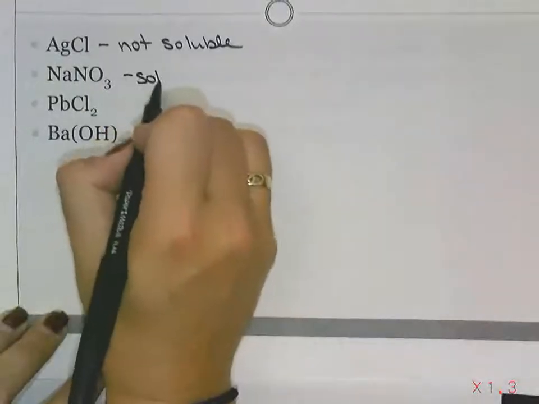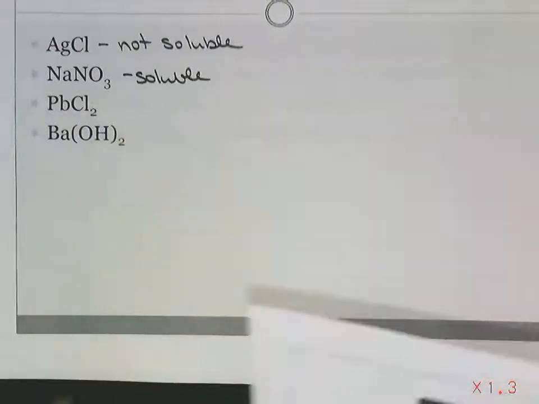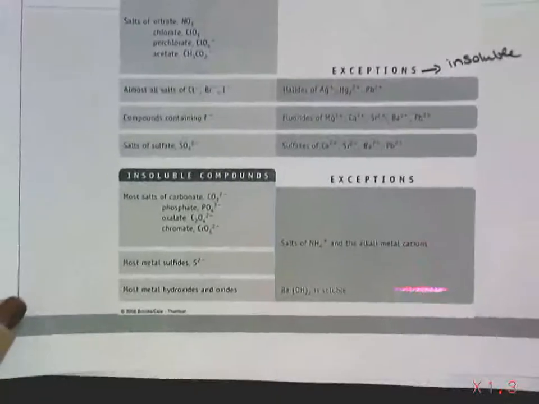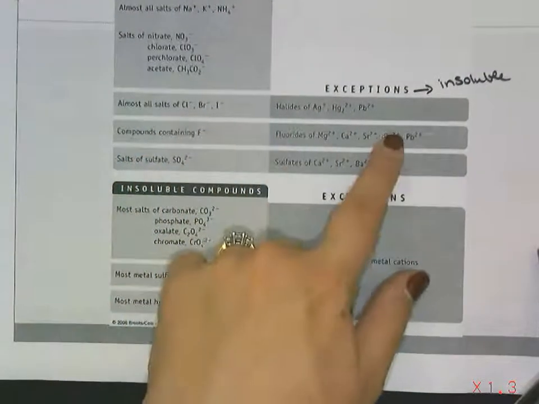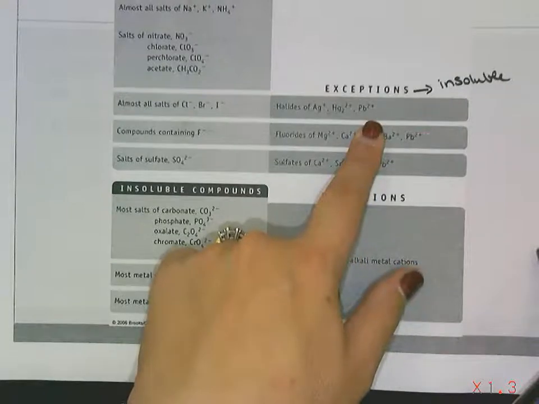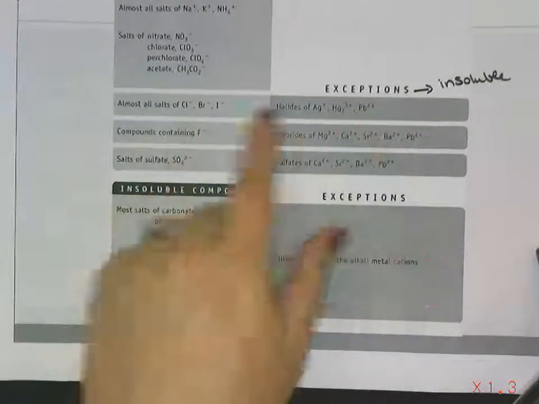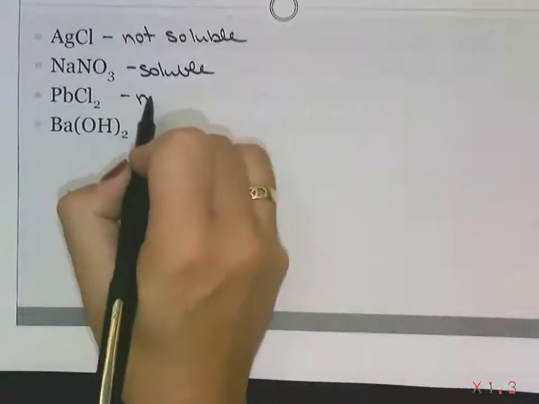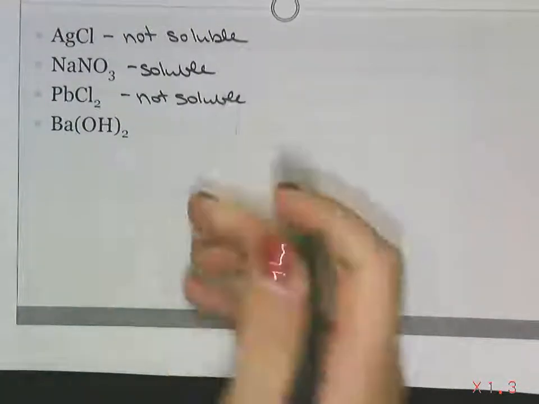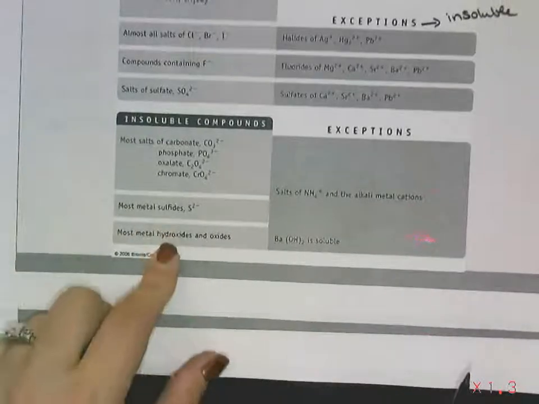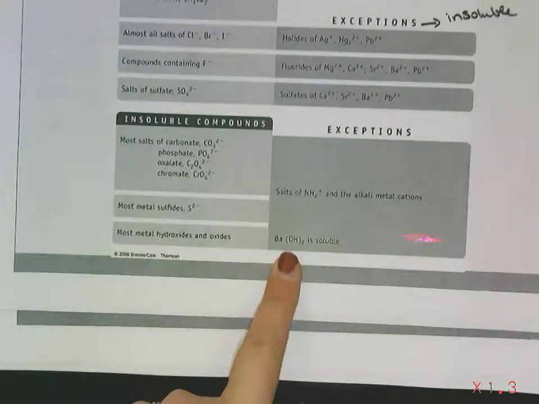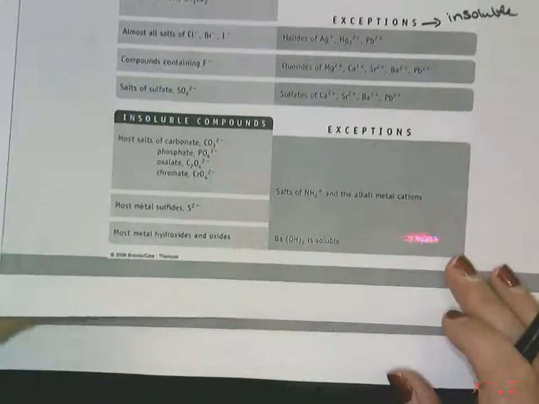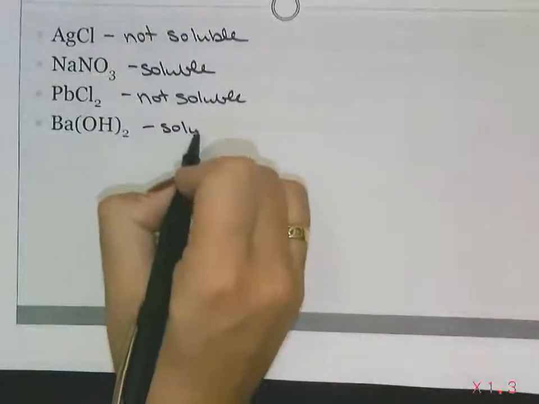All right, lead chloride. Chlorides always dissolve. Oh, wait, I stuck it with lead. Pretty much if there's lead in there, it's not going to dissolve. So lead chloride, not soluble. All right, barium hydroxide. I know hydroxides are not soluble, unless it's barium hydroxide. That one is soluble. I mean, that was a gimme, right? Because I already had not, then yes, then not, then last one yes.